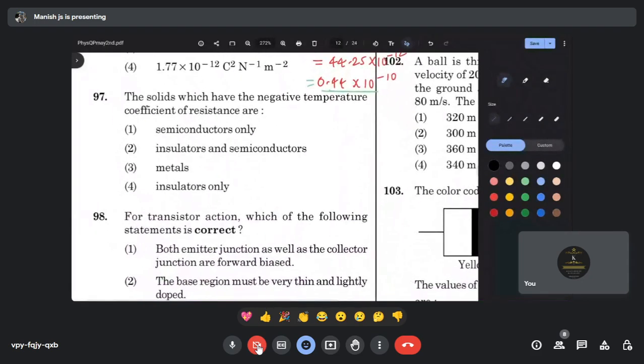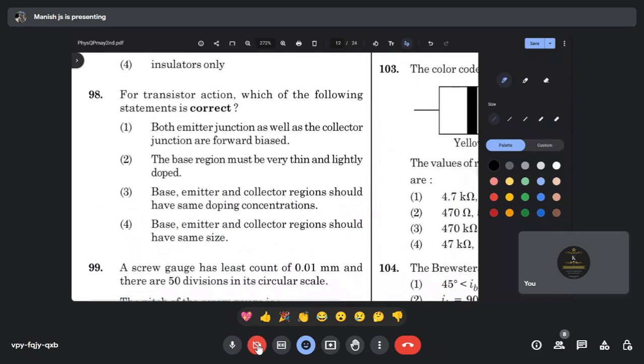Fine, moving to the next question, question number 97. The solids which have a negative temperature coefficient of resistance are, straightforward question. So which are the solids that have a negative temperature coefficient of resistance? Insulators and semiconductors. Yes, because what is the relationship between resistance and temperature? The resistance will decrease as temperature increases. So the answer is two. The answer is insulators and semiconductors. Good.